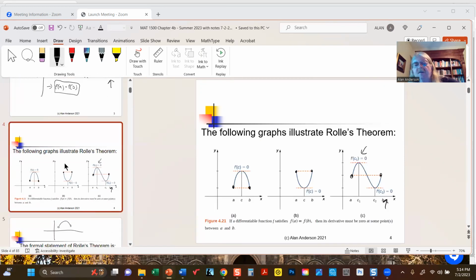Now here are some more graphs in the book. By the way, this is interesting because you can see there could be more than one extremum within that interval. In all 3 cases, f of a equals f of b. In the first 2 cases, there's one extremum, I should say. In this last case, there's 2. And there could be any number, but all Rolle is saying is that there's at least one.